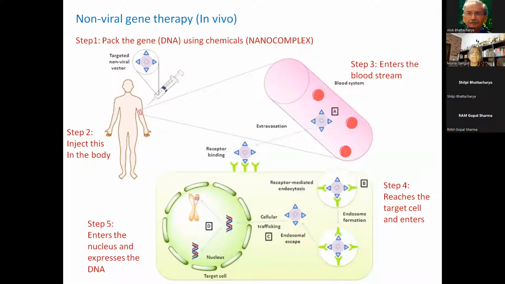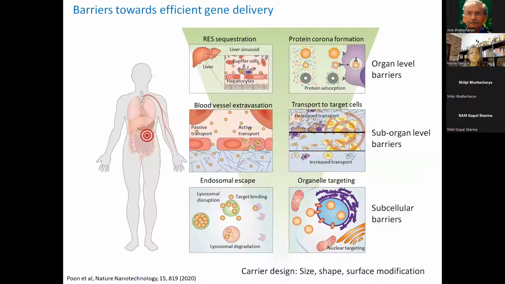That's the idea. But in doing so, there are a large number of barriers that the nanocomplex will face. First of all, it goes to the liver. When you inject it, large amounts go to the liver and they're sequestered there. If the size is very small, they can be just cleared out by the kidneys. When it is traveling through the bloodstream, the proteins in the blood can form a layer on the nanocomplex and alter its properties. So these are the organ level barriers.